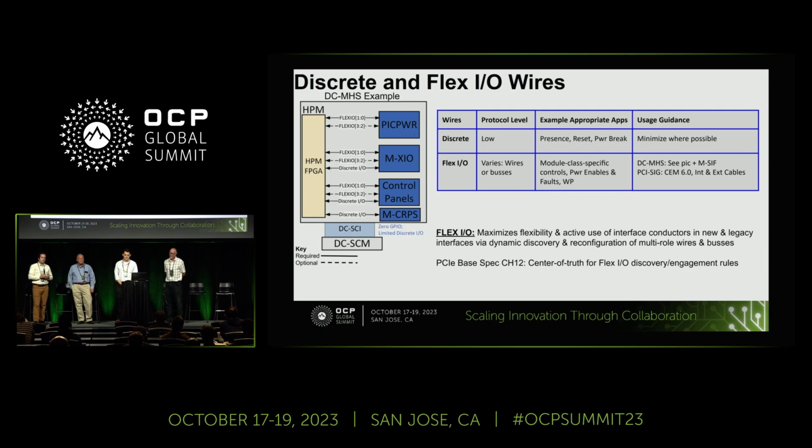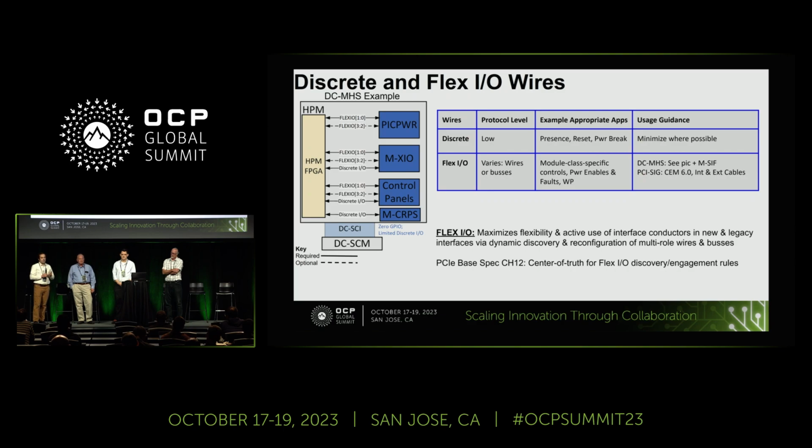So I'm not sure, but these discrete signals like power break, wake, or reset are really quasi-static signals. Less than 1% of the time that the server is running are we toggling them. So the idea here is really to minimize them where possible. There are some cases where we might get into latency concerns or other kinds of issues where we need them, but the idea is to minimize it.